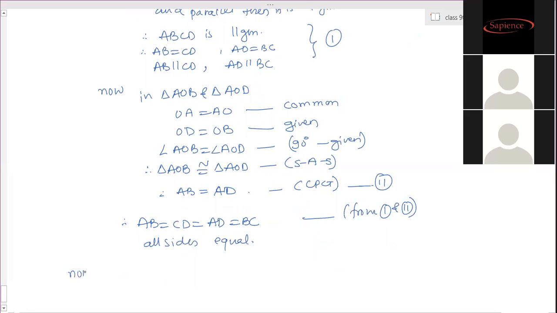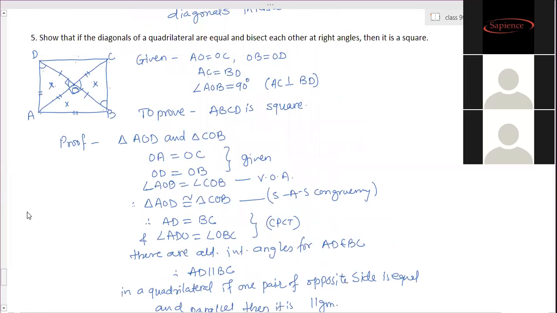And now again we have to prove angle A is 90 degrees. So to prove angle A is 90 degrees, we have to consider triangle DAB and triangle CBA congruency. In that, AD and BC are equal, AB is common and diagonals AC and BD are equal. So by SSS criteria, two triangles are congruent. Therefore angle A is equal to angle B, but these two are co-interior angles.